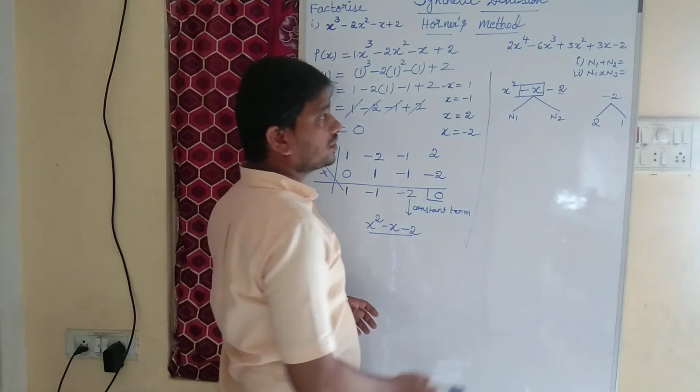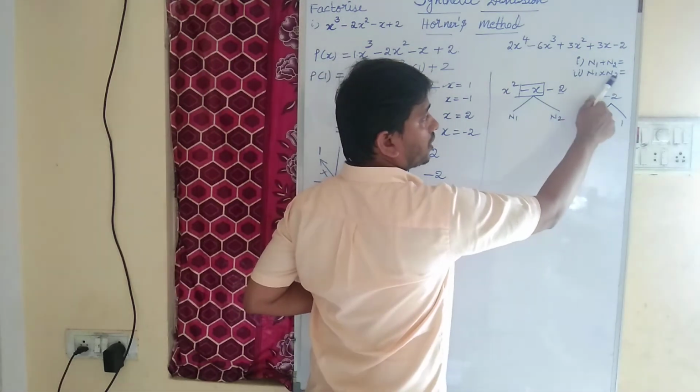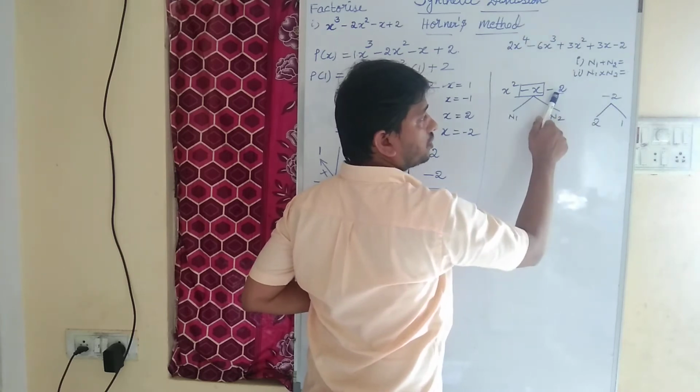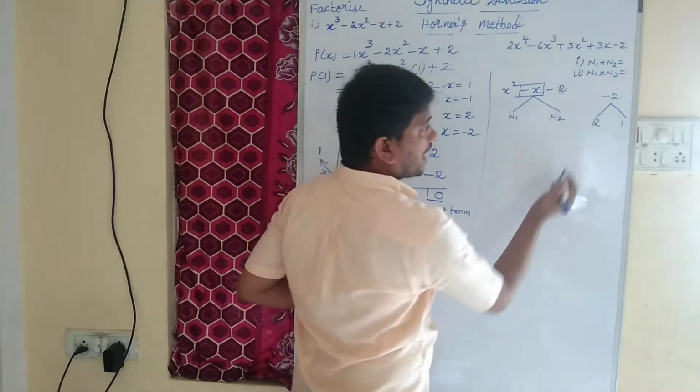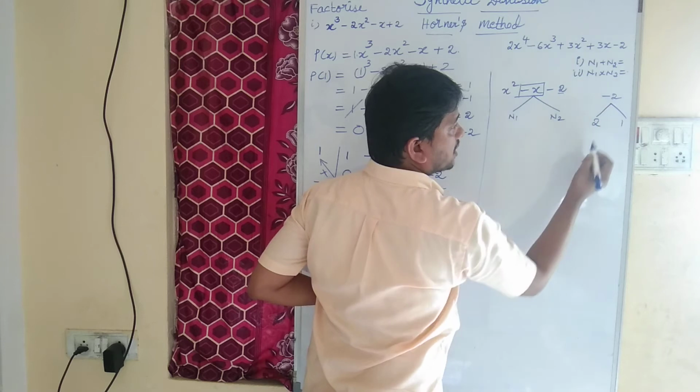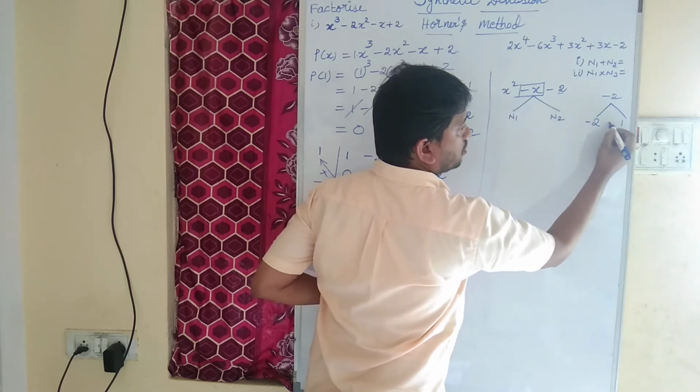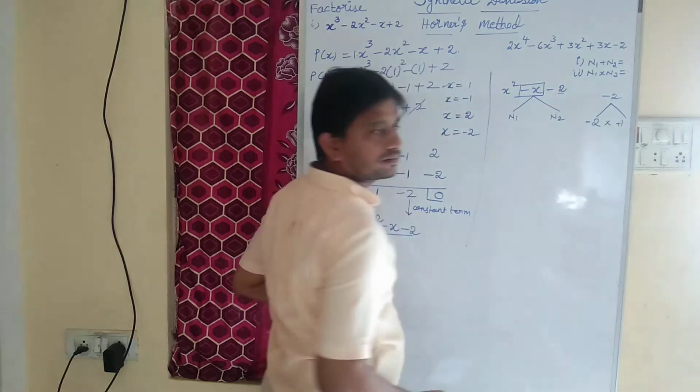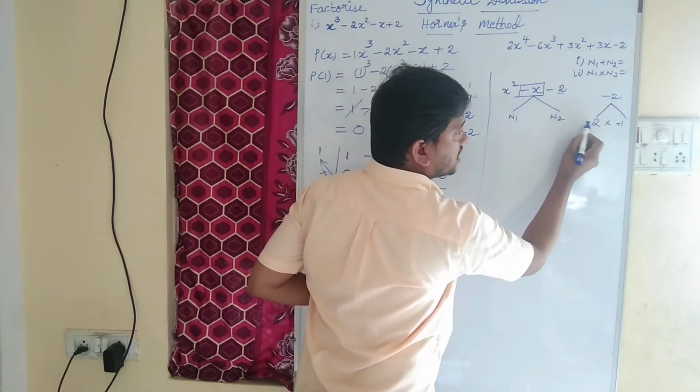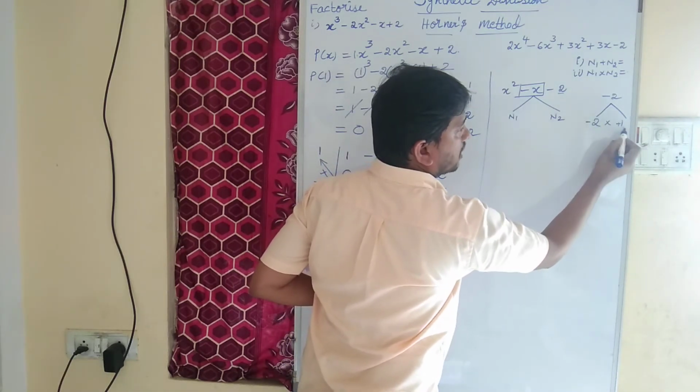But the second condition is what? The product of the two numbers must be equal to the constant term. So actually here we have minus 2. Let me write it as minus 2 into plus 1. That is minus into plus, minus 2 ones are 2.